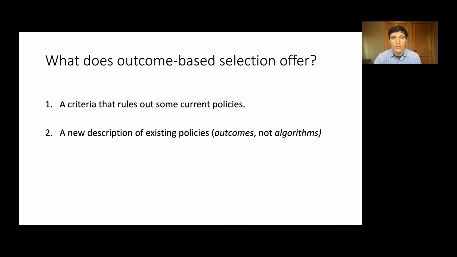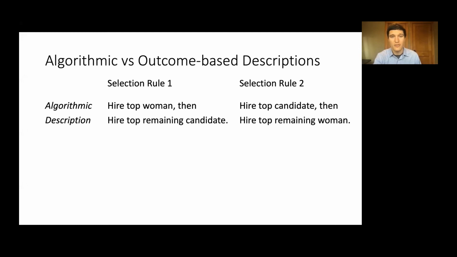Okay, so why do I think outcome-based selection rules are really cool? Well, I would say two things about this idea. One is it's telling us, on the one hand, there's a rich class of outcome-based selection rules. On the other hand, it doesn't include everything that's being used in practice. And so it may be helping to explain why certain policies people just don't understand. And so it rules out some existing policies. And then the second thing it offers us is a new way to describe policies that we may already be using. So let me give you an example of both types of advantages.